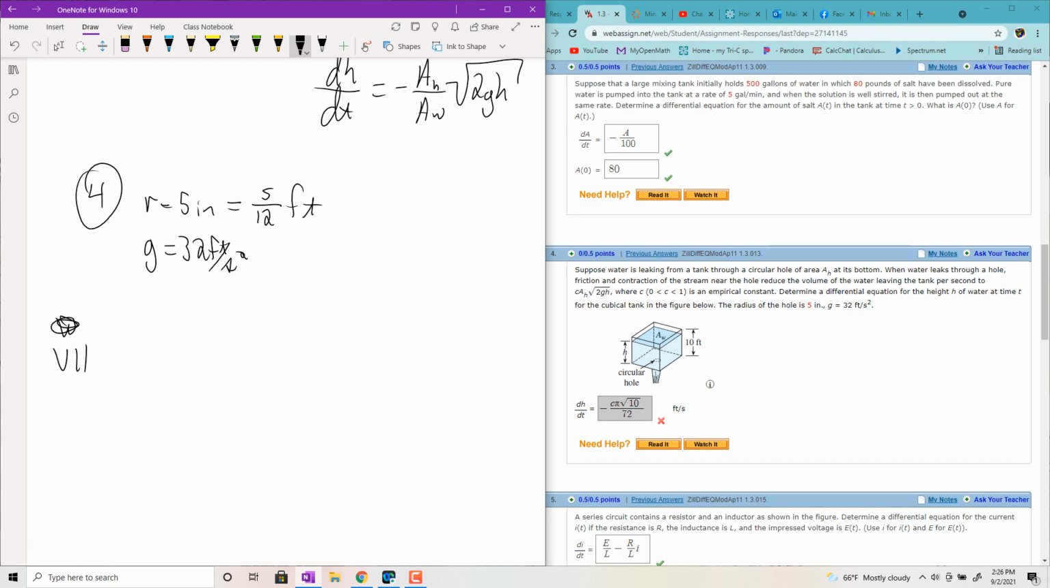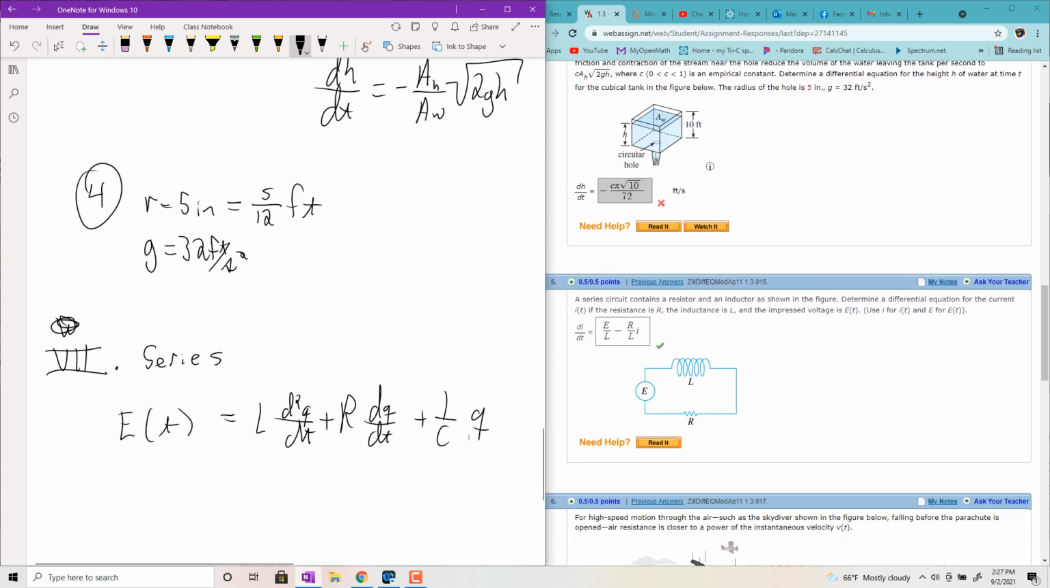Let me just introduce series circuits. So we have Kirchhoff's law that says the amount of impressed voltage is equal to the sum of the voltage drops in the loop. Your inductance, second derivative, plus the resistor stuff, plus capacitor stuff.